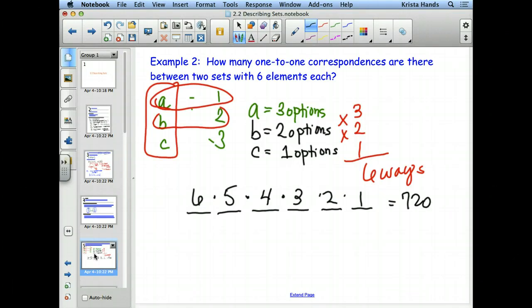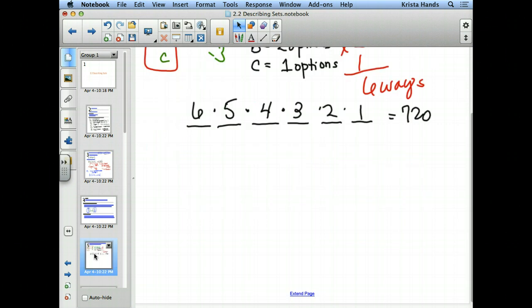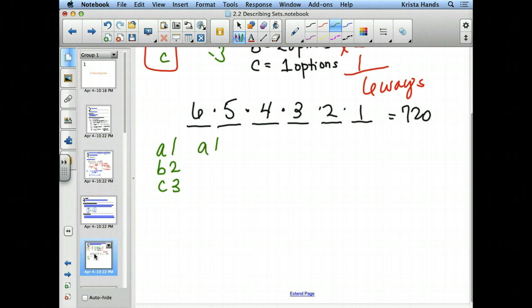All right, so let's go back up to the first one that we had, where I did the simplified case, where I had A. So I could do A with 1, right? If I do A with 1, I could do B with 2 or C with 3. But I have another option. If I do A with 1, I could also do B with 3 and C with 2. And those are 2 ways that I could do A with the number 1.